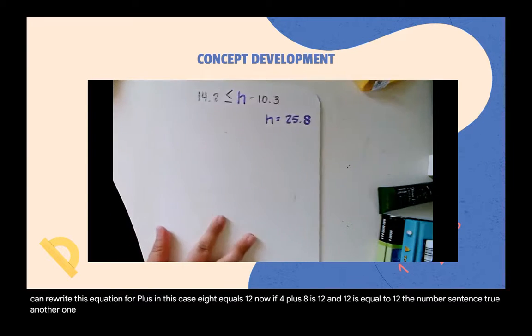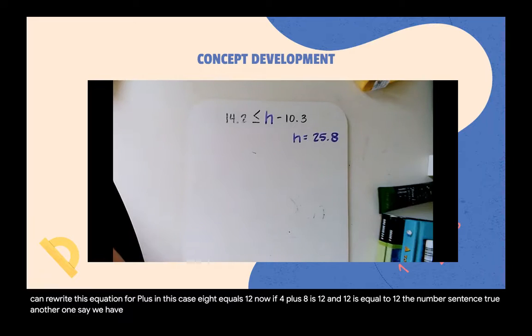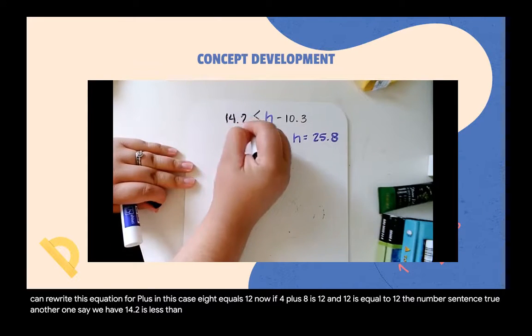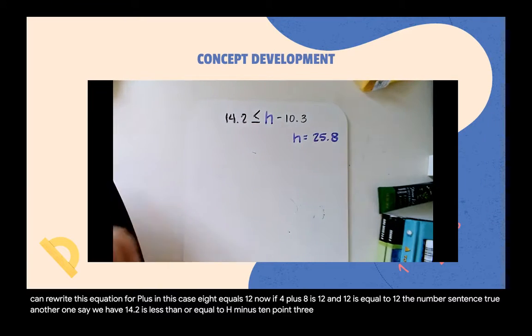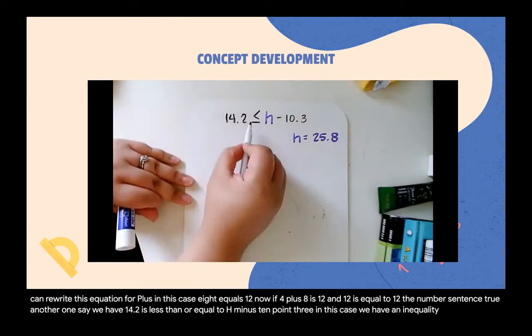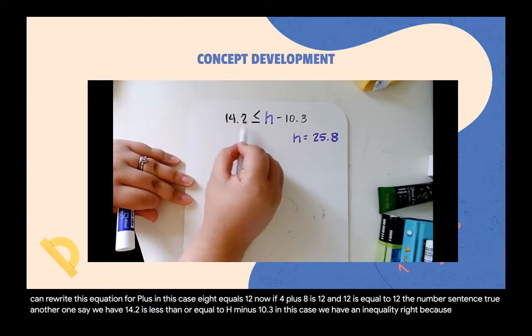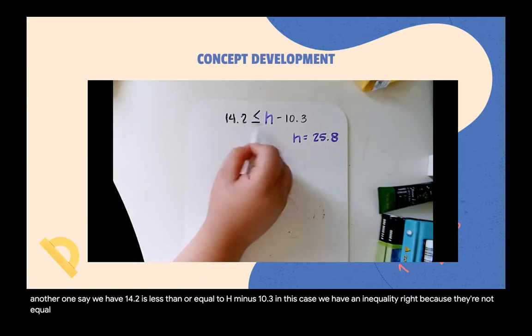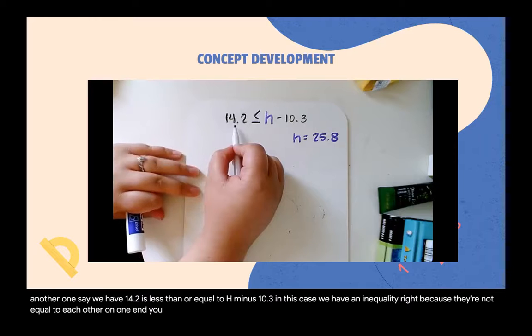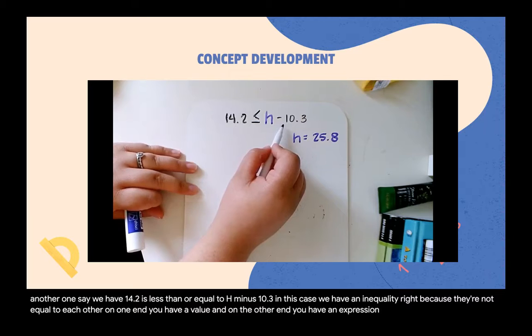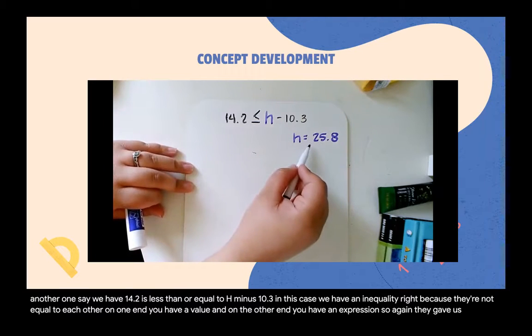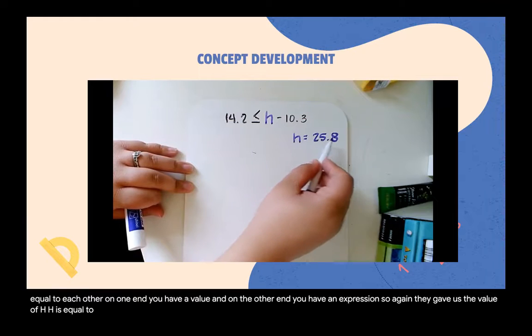Let's try another one. Say we have 14.2 is less than or equal to h minus 10.3. In this case, we have an inequality, right? Because they're not equal to each other. On one end, you have a value, and on the other end, you have an expression. So, again, they gave us the value of h. h is equal to 25.8.